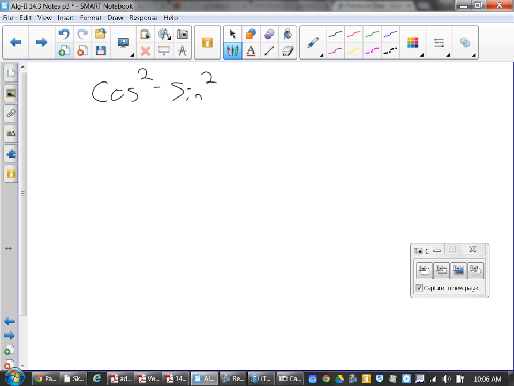I think we did this one already. Oh yeah, we've done this one a couple of times. Rewrite cosine squared in terms of sine squared, and you're done. This is 1 minus sine squared minus sine squared, and you're done. I just picked the number 1, the very first one.